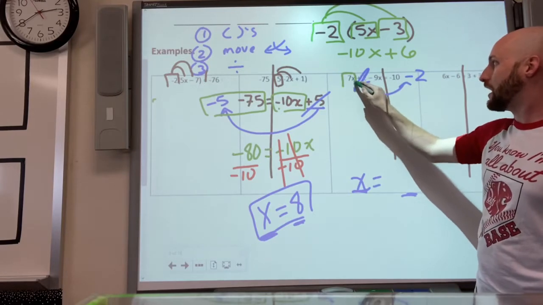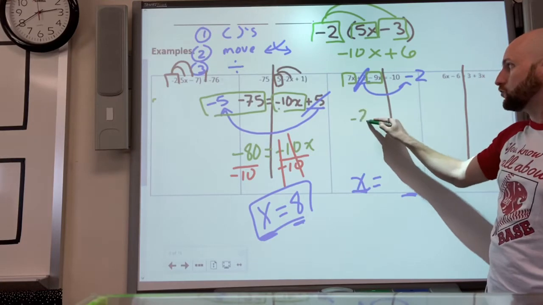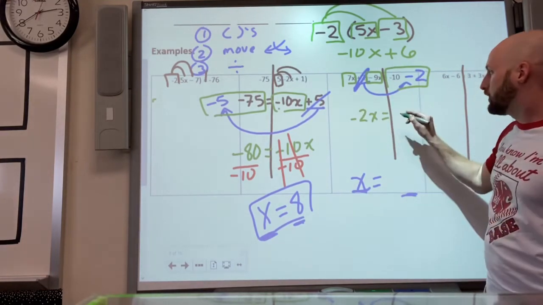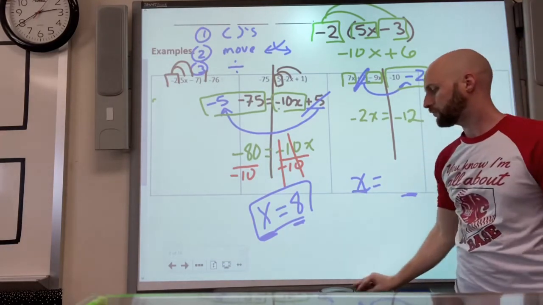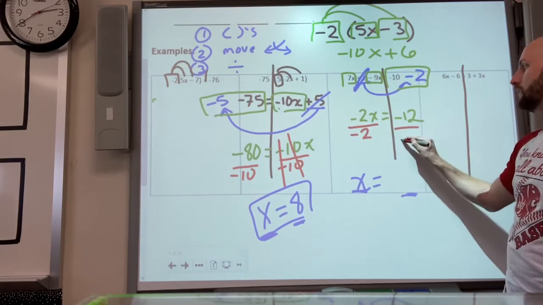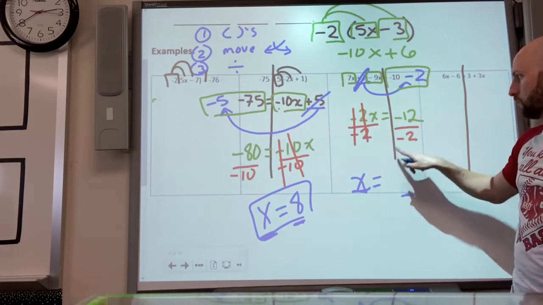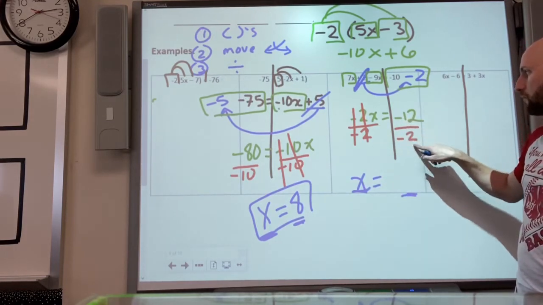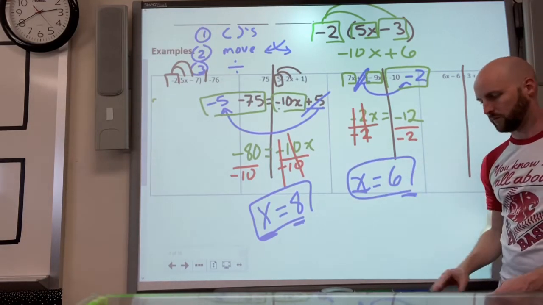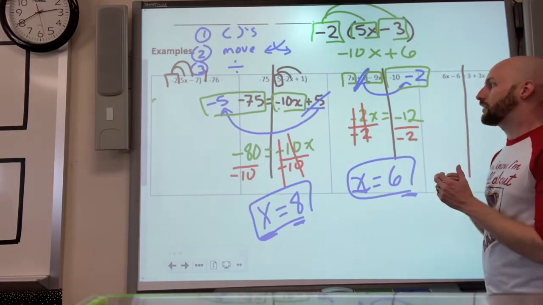I have 7x and minus 9x, combine, negative 2x. And here, negative 10 minus 2, negative 12. Then divide the negative 2, divide negative 2, and x equals menos 12 entre menos 2, negative 12 divided by negative 2, positive 6.